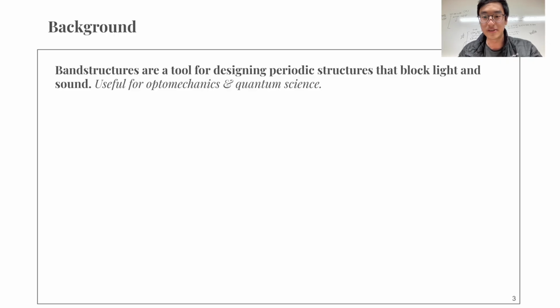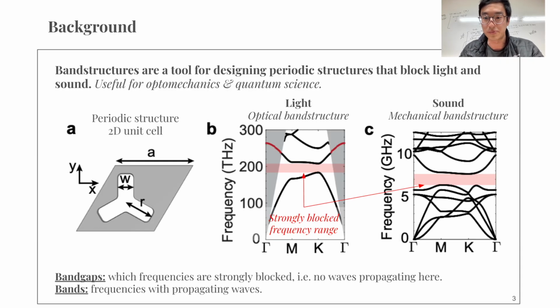Band structures are a design tool for metamaterials. These describe which frequencies support propagating waves and which frequencies are strongly forbidden, like in this red region, called a band gap. For quantum devices, it's desirable to have simultaneous band gaps for light and sound.